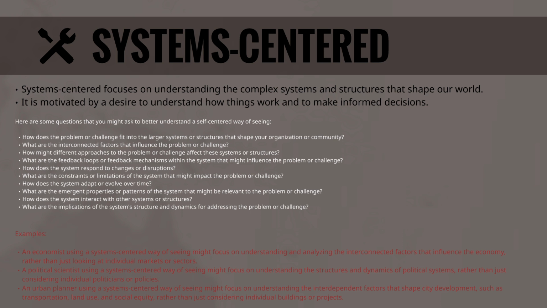An environmentalist, using a system-centered way of seeing, might focus on understanding and analyzing the interdependent factors that influence the environment, such as ecosystems, biodiversity, and climate, rather than just considering individual species or habitats. A political scientist may use this approach to focus on understanding structures and dynamics of the political systems rather than just considering individual politicians or policies.